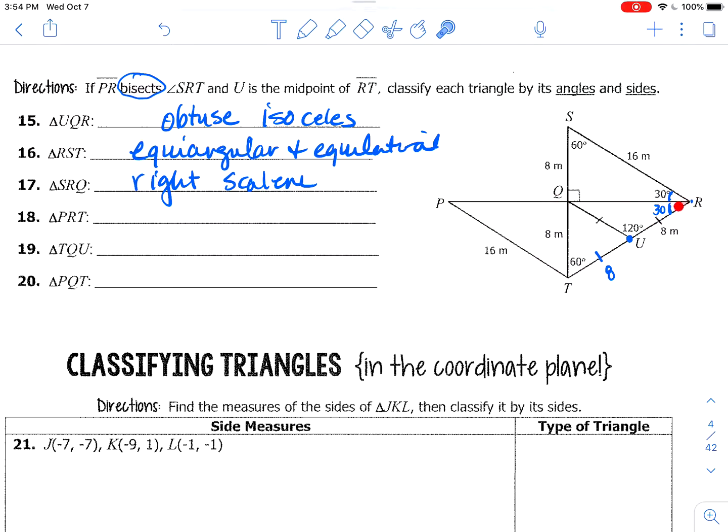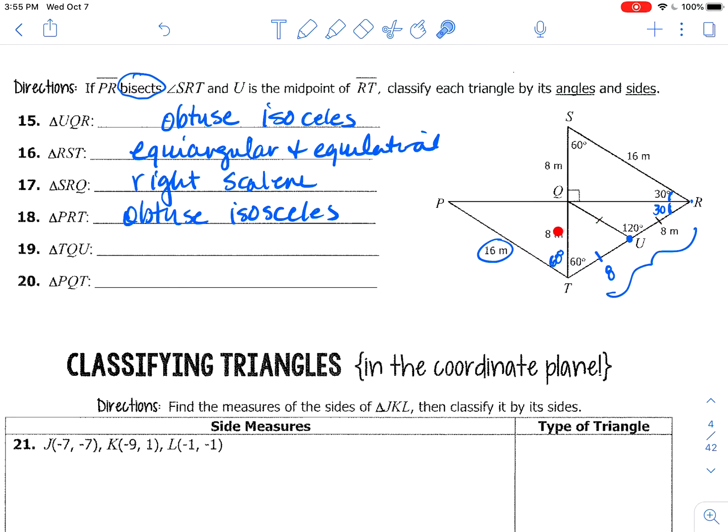PRT is next up. P to R to T. That's this triangle on the bottom. All right, so let's see, what do we have here? Well, this angle at T is going to be an obtuse angle because this is running perpendicular, and since this is 16 and this is 16, it's bisecting this angle, so we know that this guy is 60 also. 16 and 16 over here, so we know that this has two sides congruent. This is an obtuse isosceles.